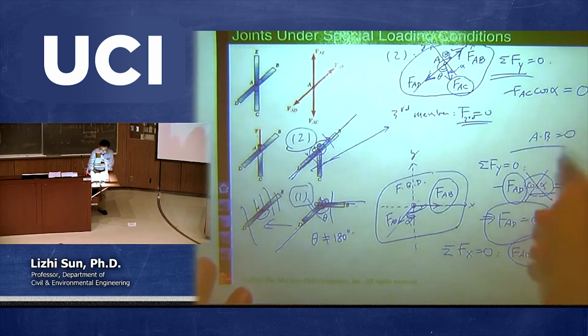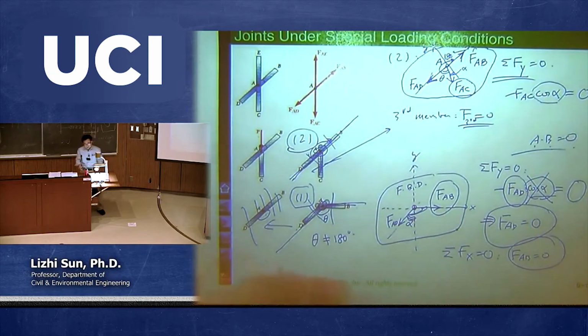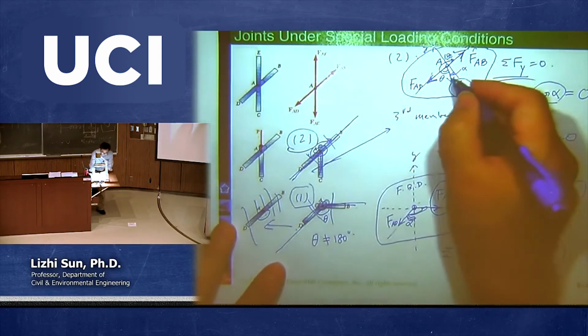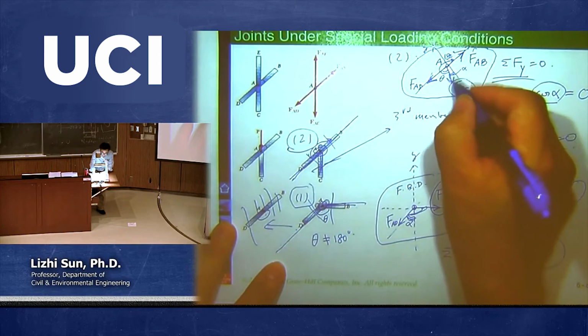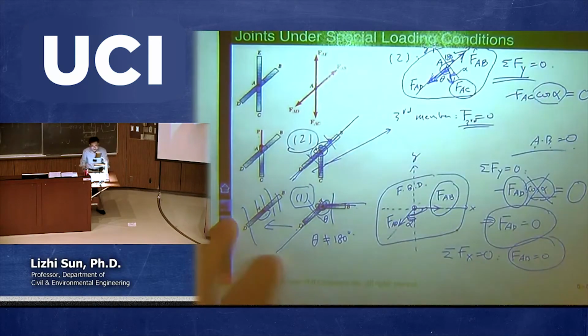Now, same thing. If A times B equals 0, either A equals 0 or B equals 0. Again, let's check this cosine alpha first. Under which condition does cosine alpha equal 0? Alpha equals 90. But going back to look at this one, if alpha equals 90, then what? Then this member would be in the same direction as another member. That's not allowed. You cannot really make it. So alpha cannot be 90 degrees.